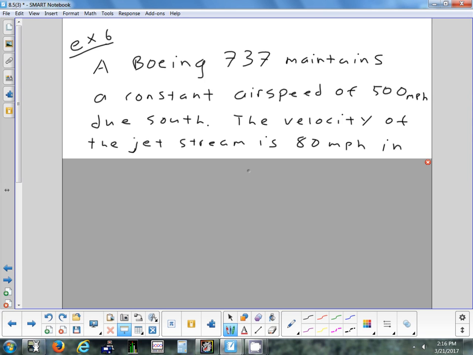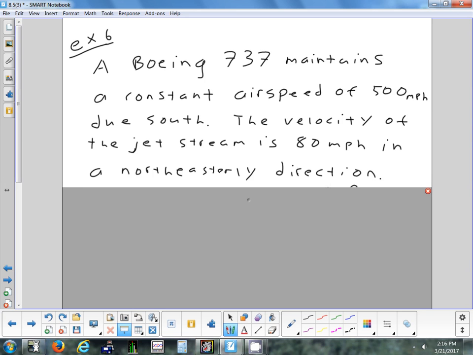Okay, so in this particular problem, if you just want to write down airspeed equals 500, that's all you need to know from that, and the direction of the plane. The plane is going south. Okay, it's flying and there's a jet stream of 80 miles an hour, and the jet stream is blowing northeast. Okay, exactly northeast. I could pick a random direction, but if I pick exactly between north and east, it makes the angle relatively easy to figure out.